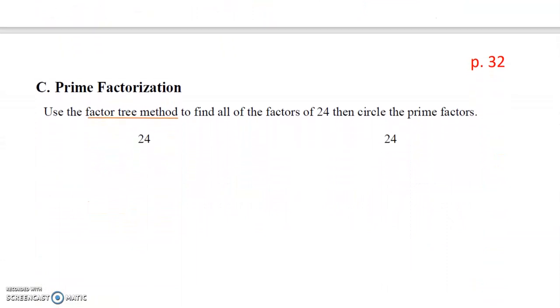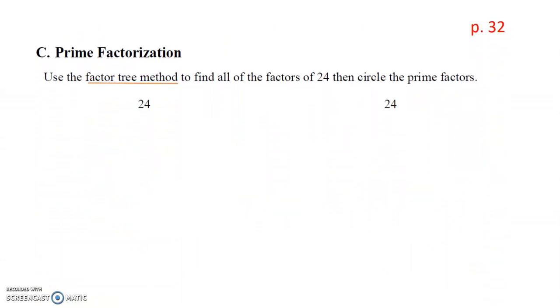Now for prime factorization, we're going to do something really cool, I think. It's called the factor tree method, and we're going to find all the factors of 24, and then we're going to circle the prime factors. So we know that 24 is a composite number, but we want to be able to factor tree it. Now I'm going to show the first method, which is my preference method, which is where I'm going to use the littlest prime numbers, 2, 3, and 5, and then I'll show an alternative method.